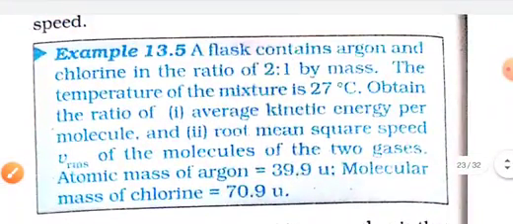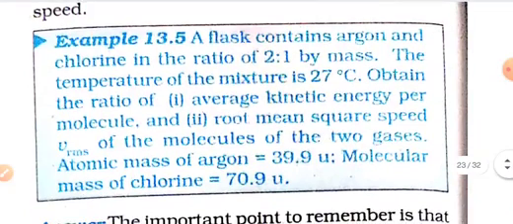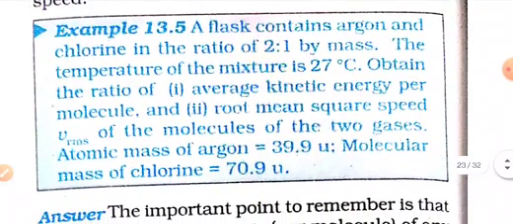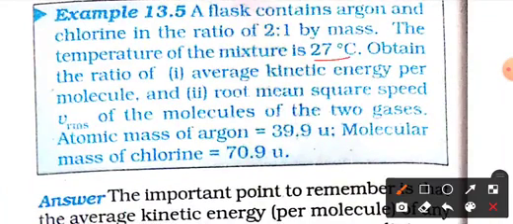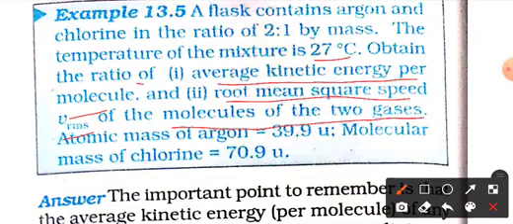Now there is a numerical regarding this. A flask contains argon and chlorine in the ratio of 2:1 by mass. The temperature of the mixture is 27 degrees Celsius. Obtain the ratio of the average kinetic energy per molecule and the root mean square speed V_rms of the molecules of the two gases. The atomic mass of argon is given as 39.9 unified mass U, and the molecular mass of chlorine is 70.9 U.